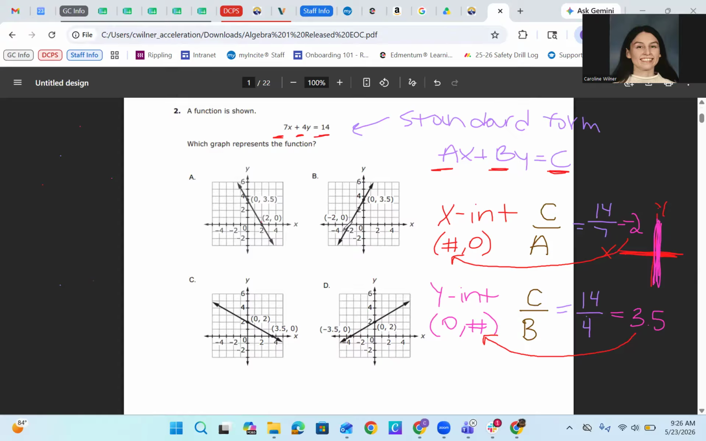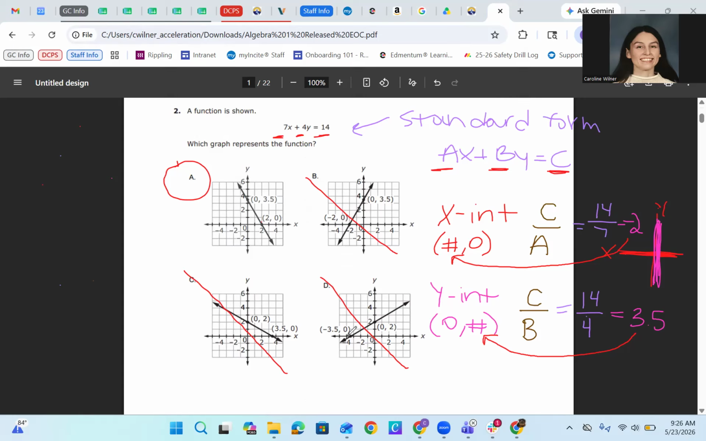B is at -2, so right away, I can get rid of that option. C has 3.5 comma 0, so not correct. And D has -3.5 comma 0, also incorrect. So just by knowing one of them, just the x-intercept, we can actually find our answer to be A.